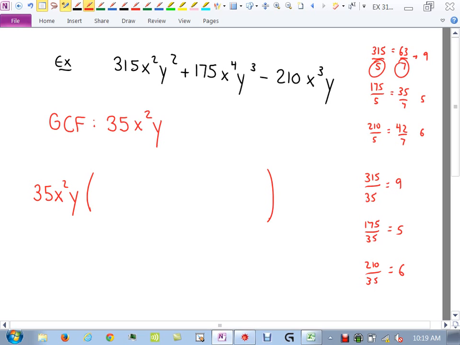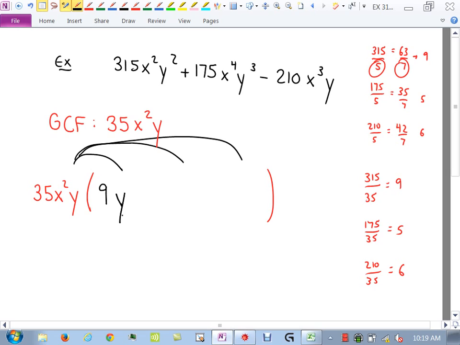And what do we multiply 35 by to get back 315? 9. What do we multiply x squared by to get back x squared? A 1, right? X squared to x squared is already there, so we don't have to do anything. How do we turn y into y squared? We need a y.